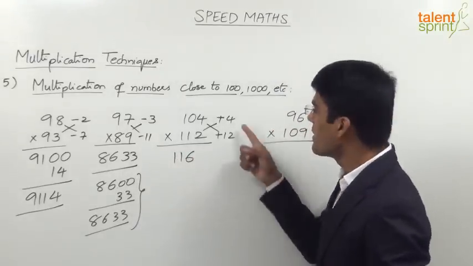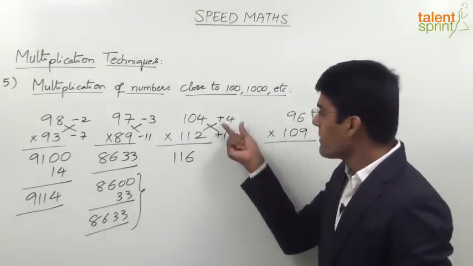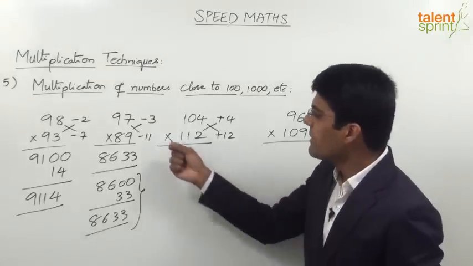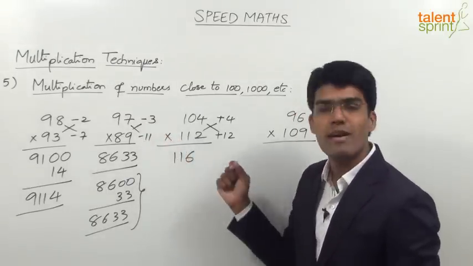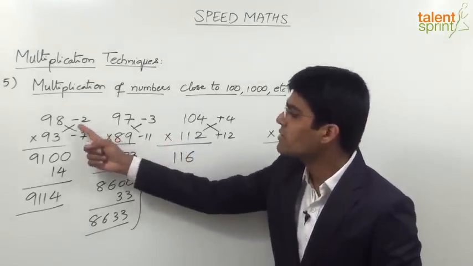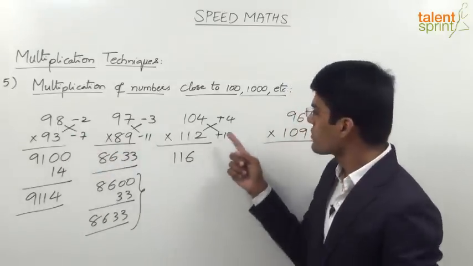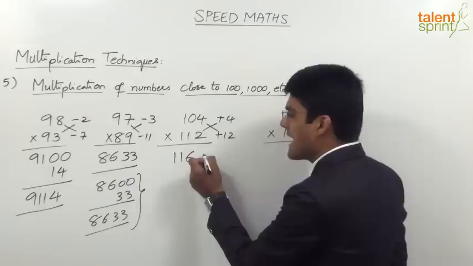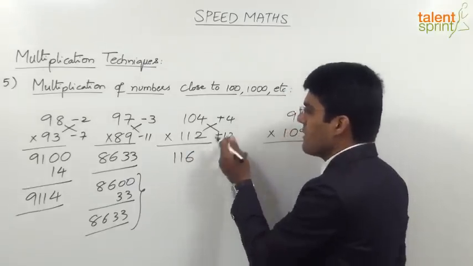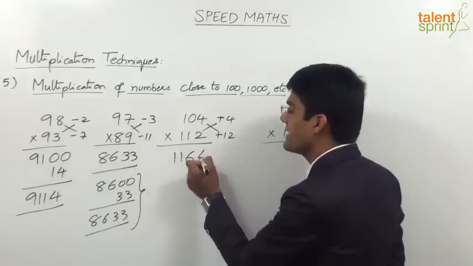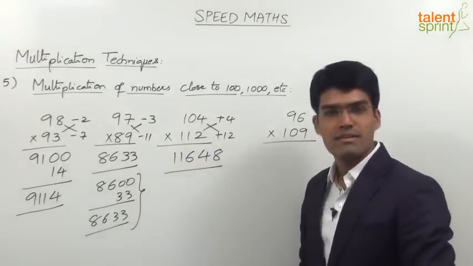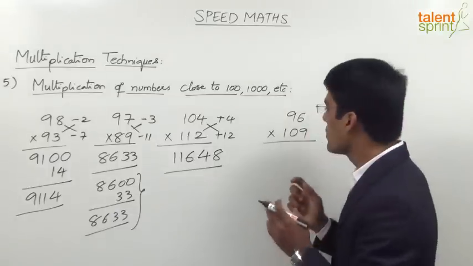And the next step here is 4 into 12. Remember, plus 4 into plus 12. Even the signs have to be considered. For example, in the previous case, it was minus 3 into minus 11 plus 33. Minus 2 into minus 7 plus 14. So plus 4 into plus 12 is plus 48. So 116, it is actually 11600. But since we have to add 48, we can directly say the answer is 11648. That is 11,648. Let us take one more example here.